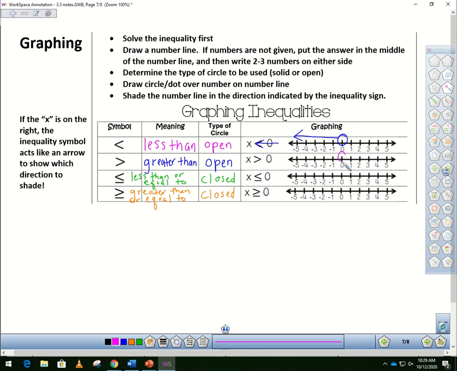Open. Open. Open. And which way is my arrow going? To the right, because the values of x that are greater than 0 are on the right side of the number line, like 5, 6, 7. Those numbers are greater than 0, right?